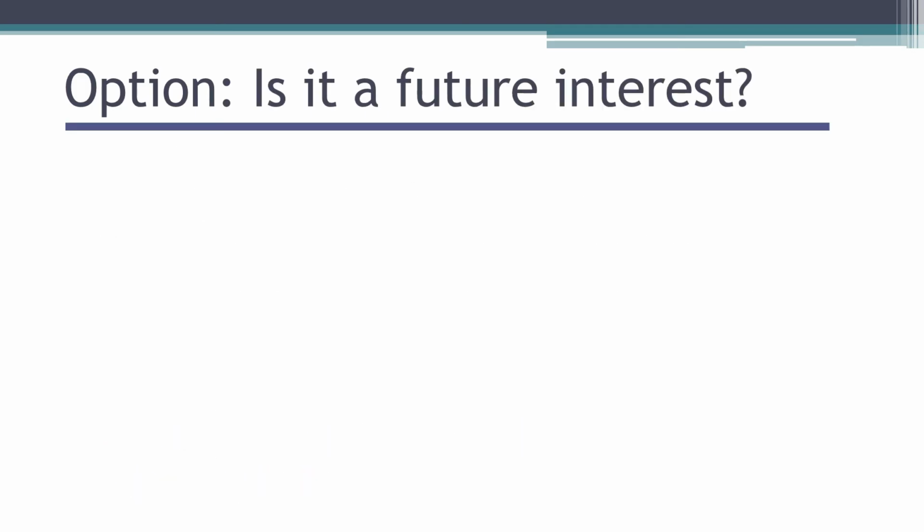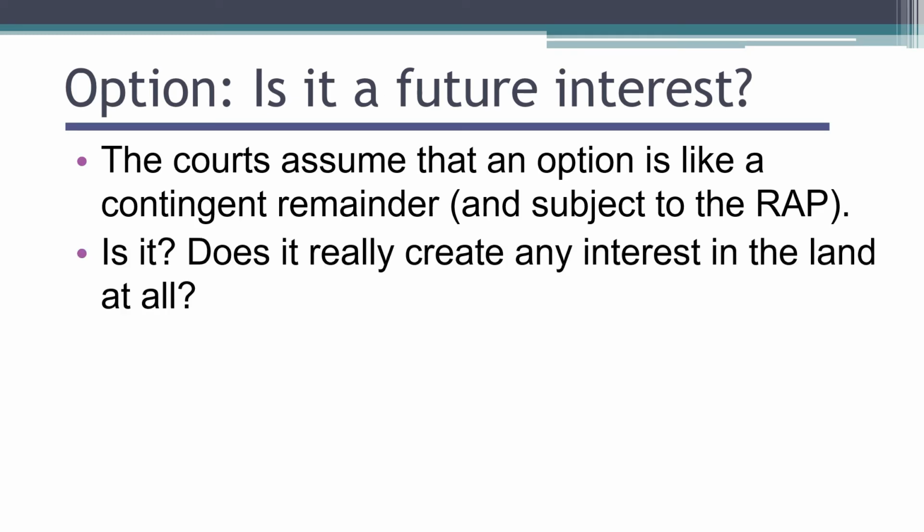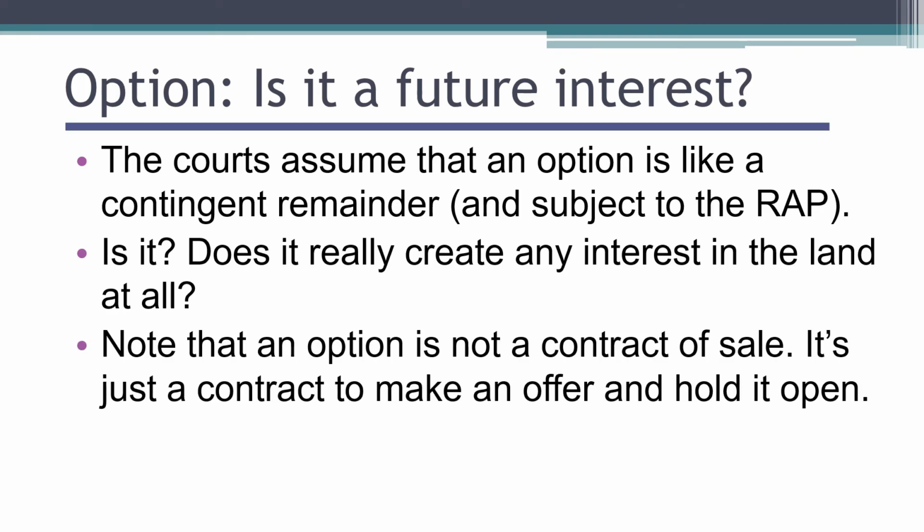Now, we mentioned that an option is subject to the rule against perpetuities, just as certain future interests are. The courts assume that an option is sort of like a contingent remainder, and therefore is subject to the rule against perpetuities. Is that correct? Well, does it really create any interest in the land at all? I and many other scholars have long concluded that that's simply a wrong answer, that the rule against perpetuities should not apply to options at all because they don't create any interest in the land. An option's not a contract to sale. It's just a contract to make an offer and to hold that offer open for some period of time. Nevertheless, the majority rule is that the rule against perpetuities does apply to options.